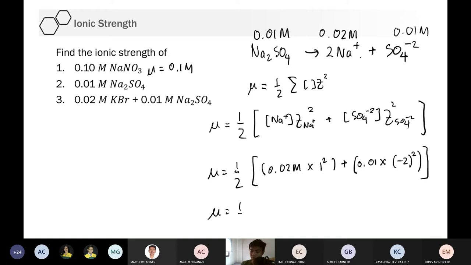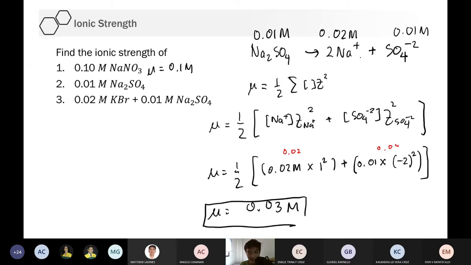Now, what is mu? What is the ionic strength? Let's try it mentally, although we can also use a calculator. So this will be 0.04, and this will be 0.02. So the mu is equal to 0.03 molar. Why is that?